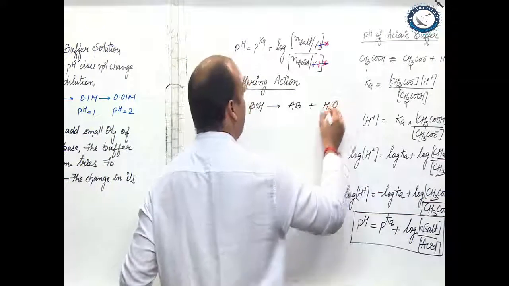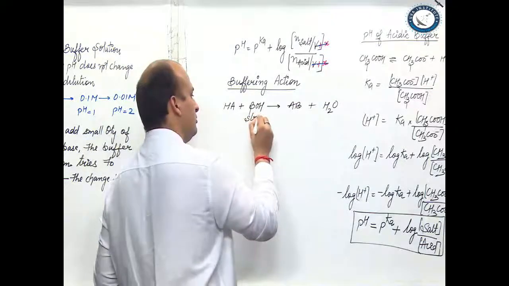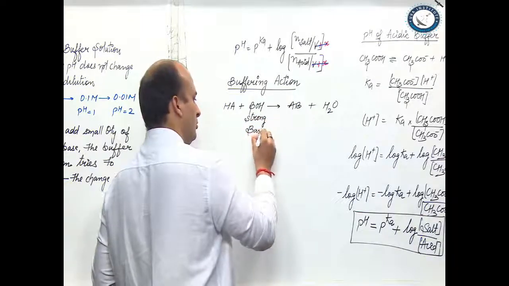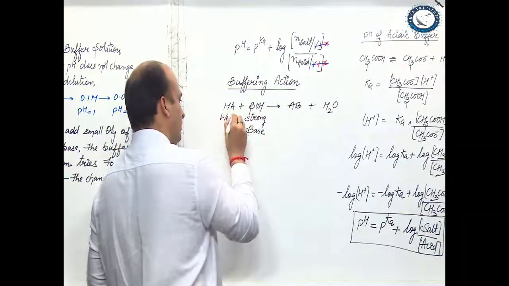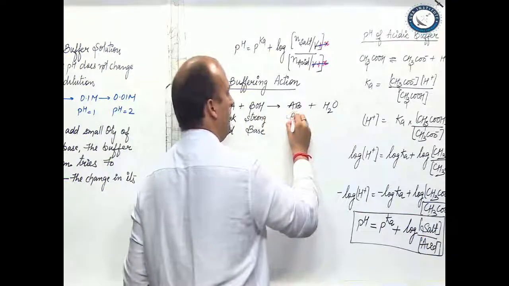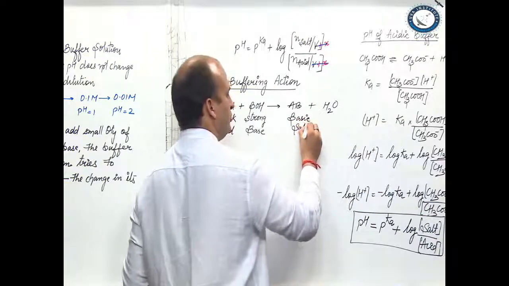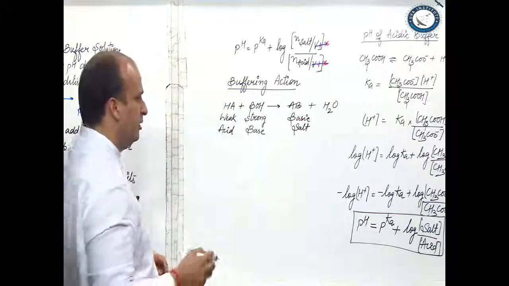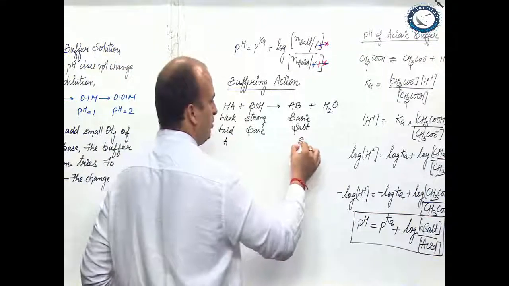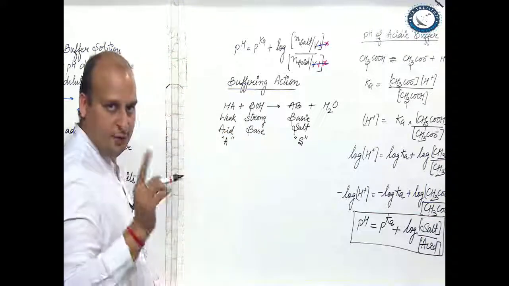Now you have to understand this part, that because this is a strong base and this is a weak acid, the salt will be a basic salt. Salt will be a basic salt. Okay, please remember. So the concentration of acid is taken to be A, the concentration of salt is to be taken as S. Okay, now case 1.